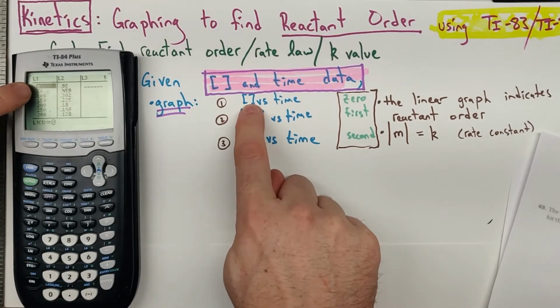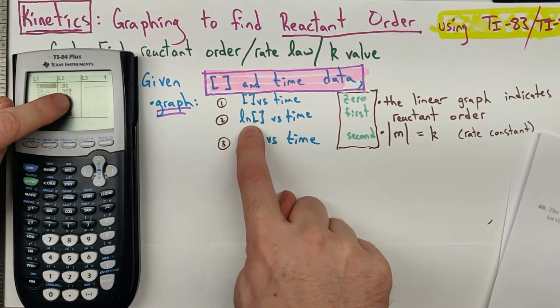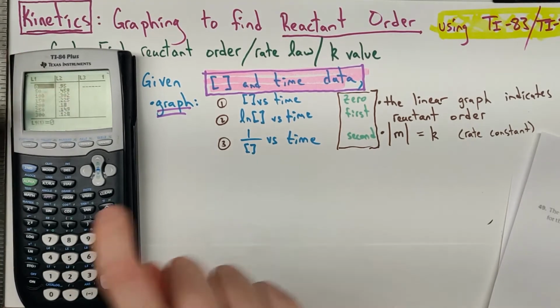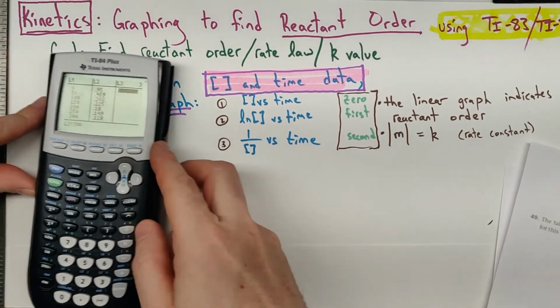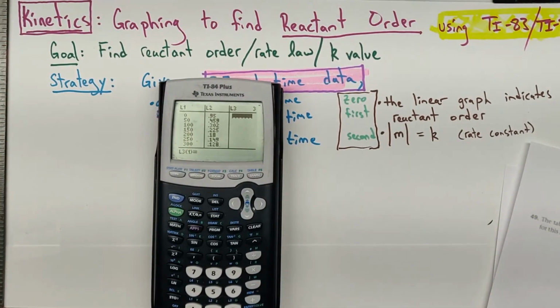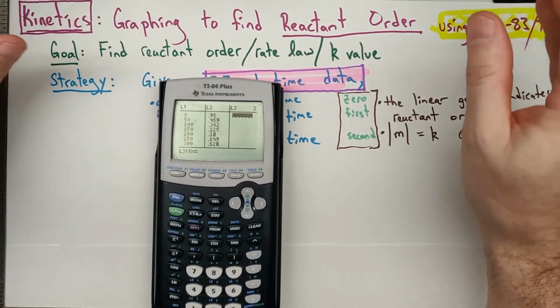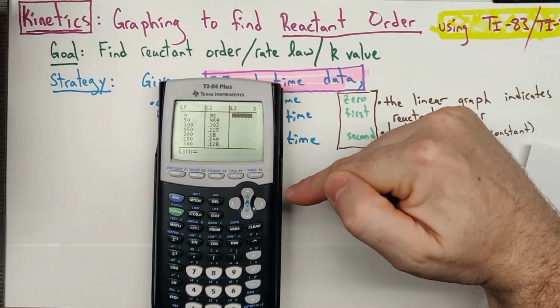We're going to have to know concentration, which I've got in L2. And then we're going to turn L3 and L4 into natural log concentration and 1 over concentration. And it's pretty quick. If you're at all familiar with spreadsheets, the way these graphing calculators work is they set things up in mini spreadsheets, and then we can utilize that technology.